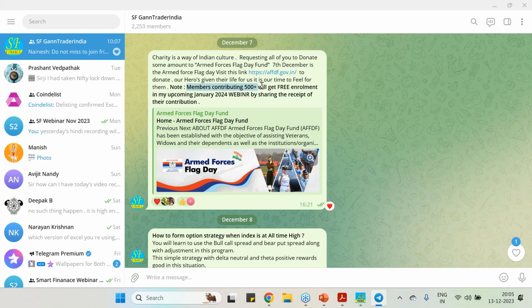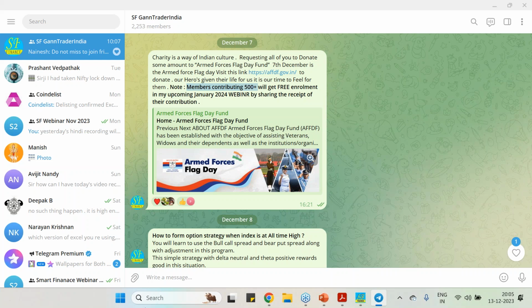Please do this, because small movements matter. Though it is 30 people or 50 people in a program, don't worry about that. These 30 can create 3 lakh people. Every one of you has 10, 20 friends. If everyone gives, we have mutual funds with 1 lakh crore AUM, assets under management. Why can't the Armed Forces Flag Day Fund have 5 lakh crore assets under management?